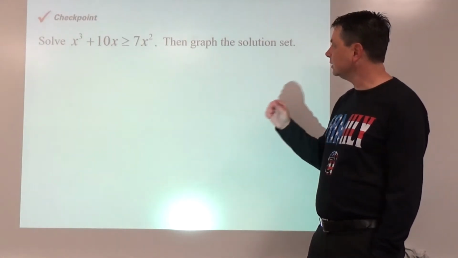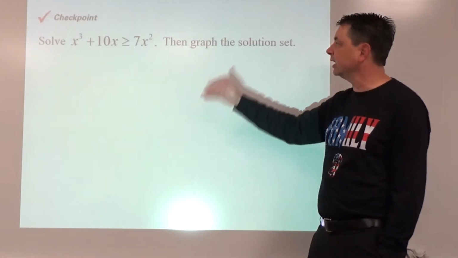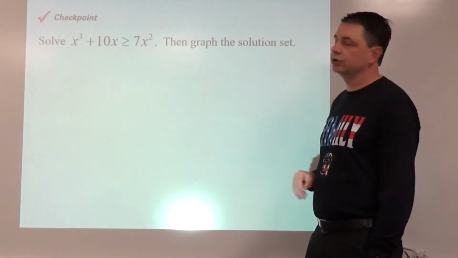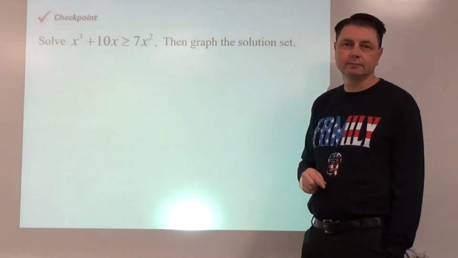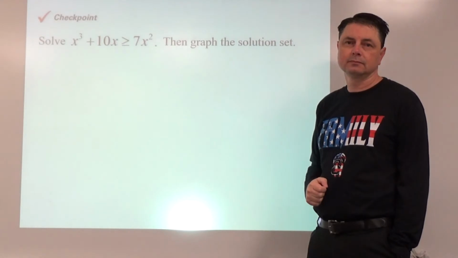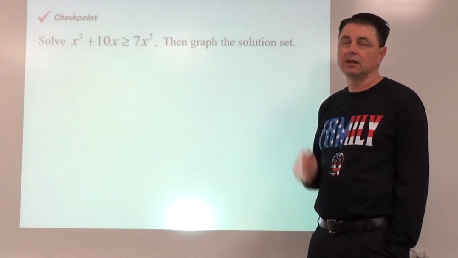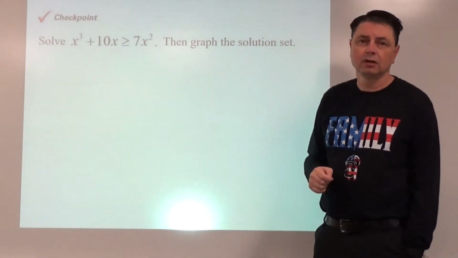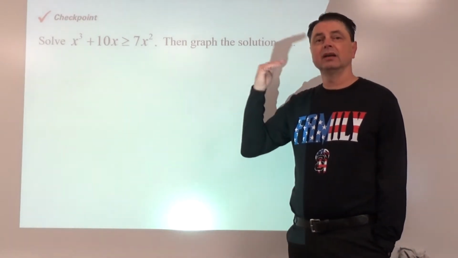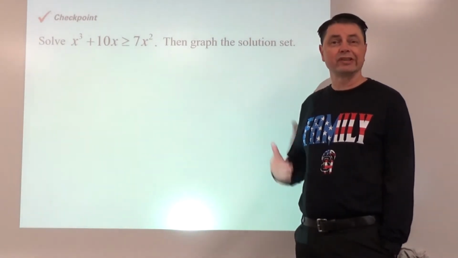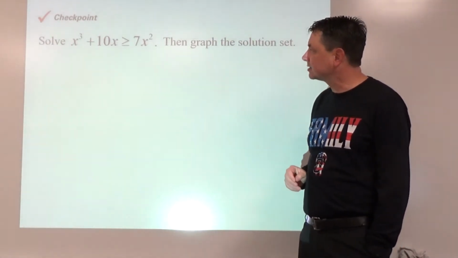All right, checkpoint. Go ahead and do the same thing with this polynomial inequality. Graph the solution set. Solve it, pause here, work through till you're ready. All right, the key here is we definitely do want to have one side be 0, because that's how we're going to compare and get either positives or negatives, and that's how we're going to get the critical numbers as well. So we're going to subtract the 7x squared.